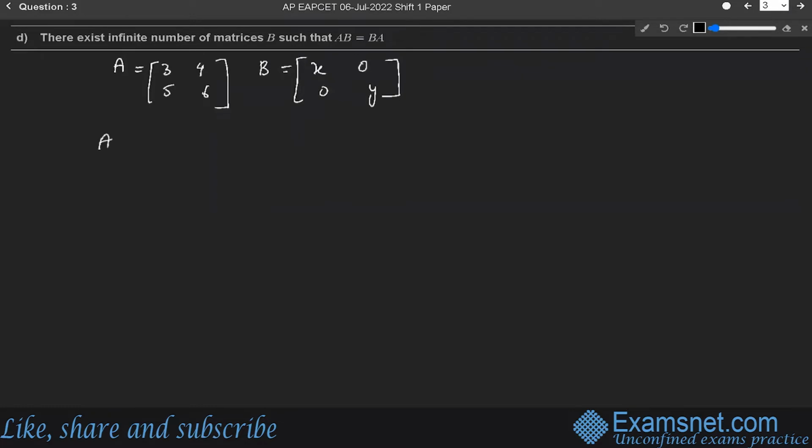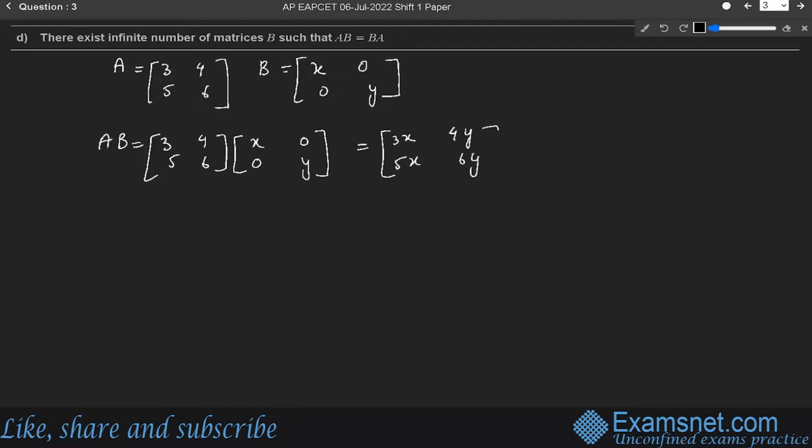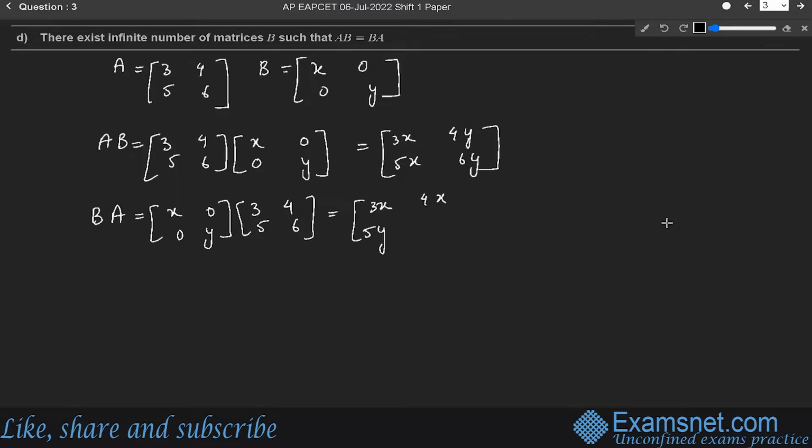So AB will be equal to matrix A into matrix B, which will be written like this. On multiplying, it will be equal to [3x, 4y; 5x, 6y]. Now, let us calculate BA. BA will be equal to [x, 0; 0, y] into [3, 4; 5, 6], which will be equal to [3x, 4x; 5y, 6y].